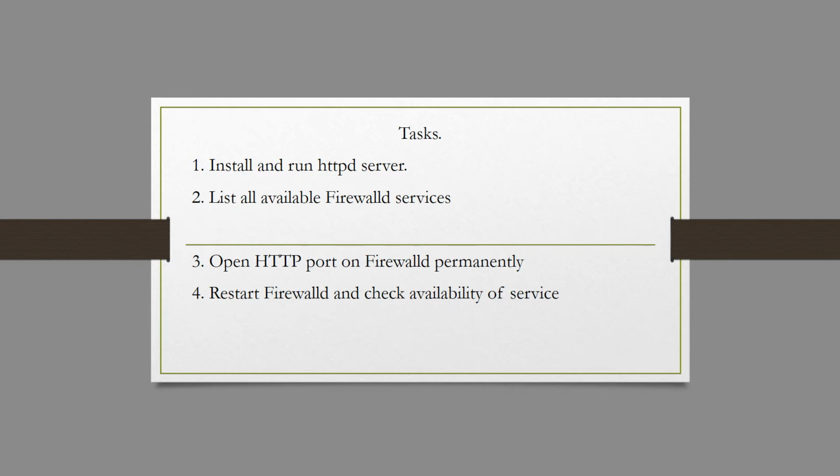The first task, you have to install and run HTTPD server. The second task, list all available firewalld services. The third task, you have to open HTTP port on firewalld permanently. And the last task, you have to restart firewalld and check availability of service with your browser on your host machine or another one.